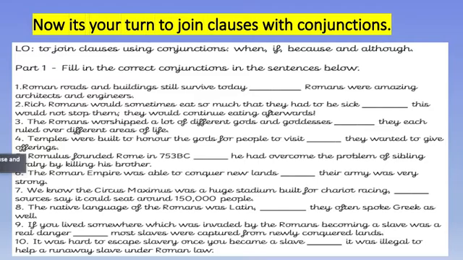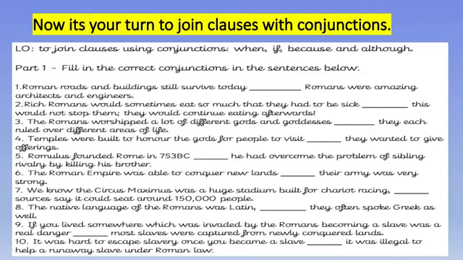So now it's your turn to join clauses with conjunctions. So you have a worksheet attached to your assignment which looks like this. This is the first bit of the worksheet, so you can see it's part 1. Your LO is to join clauses using conjunctions when, if, because and although. Part 1, to fill the correct conjunctions in the sentences below. So you have got 10 sentences all about the Romans, and you need to add in either the word when, if, because and although, and check it makes sense with that conjunction.